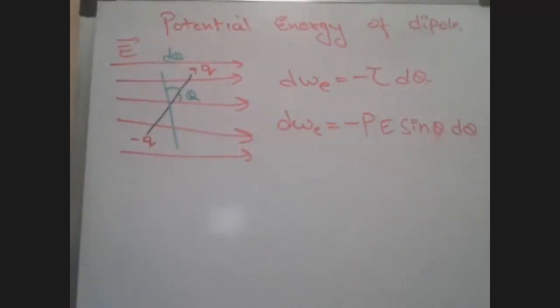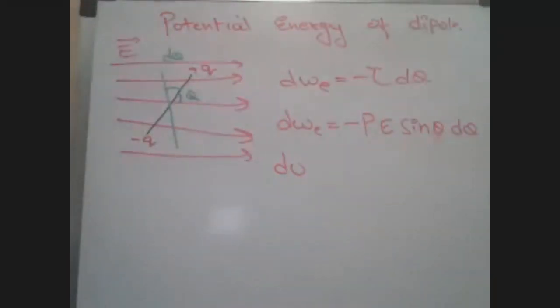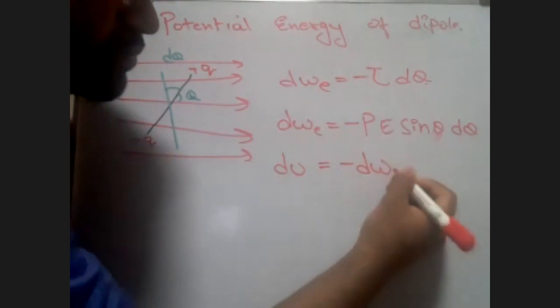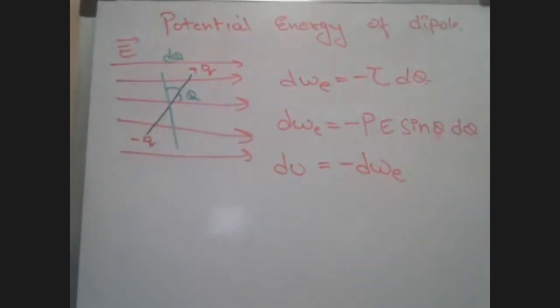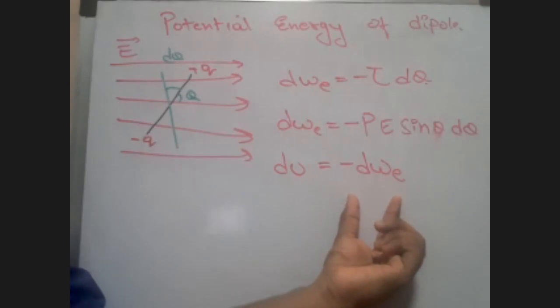We had done it in potential energy. We brought a point from infinity to a reference point. Everyone remembers? So I can write it as dU, because dU is equal to minus dW_e. Potential energy is equal to the negative of the work done by the electrostatic force.